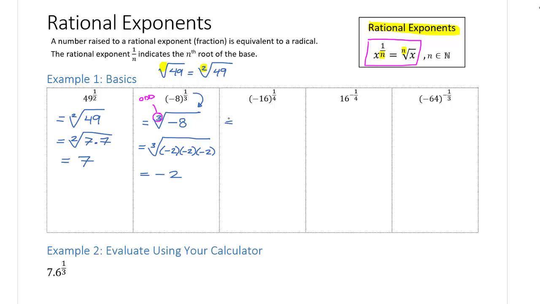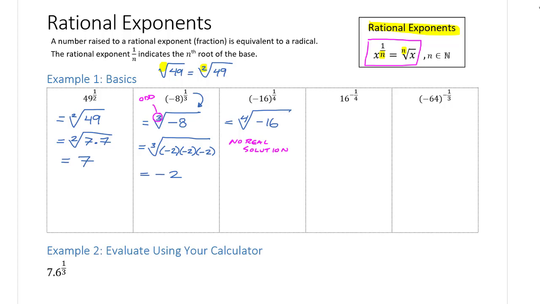If I say the 4th root, or -16 to the power of 1/4, we could rewrite it as a radical expression like this. And then what we're basically saying is what number times itself 4 times gives you -16? The answer is there is no real solution, right? There's no real number that when you multiply itself 4 times will give you a negative number, right? It works with an odd number, but not with an even.